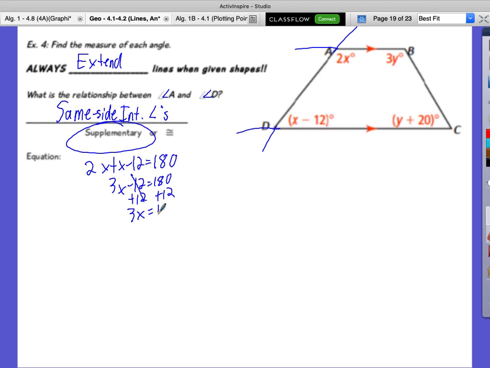That'd be if we were subtracting 12. 192. Okay, and if we divide both sides by 3, we get x equals 64. Very good.